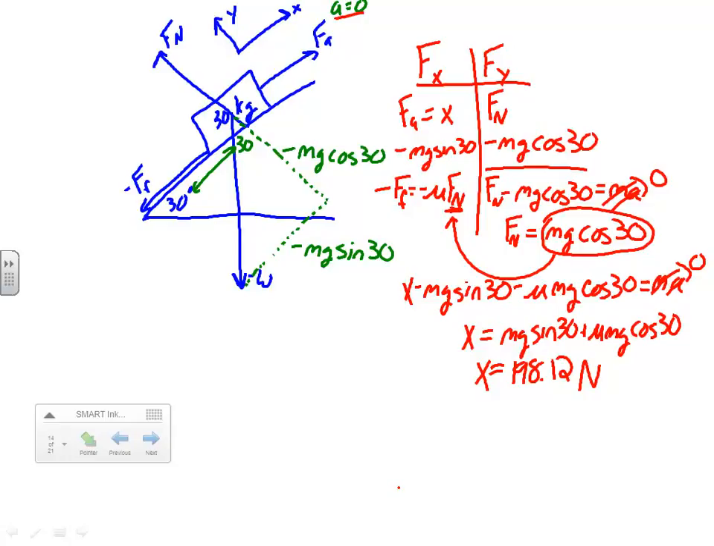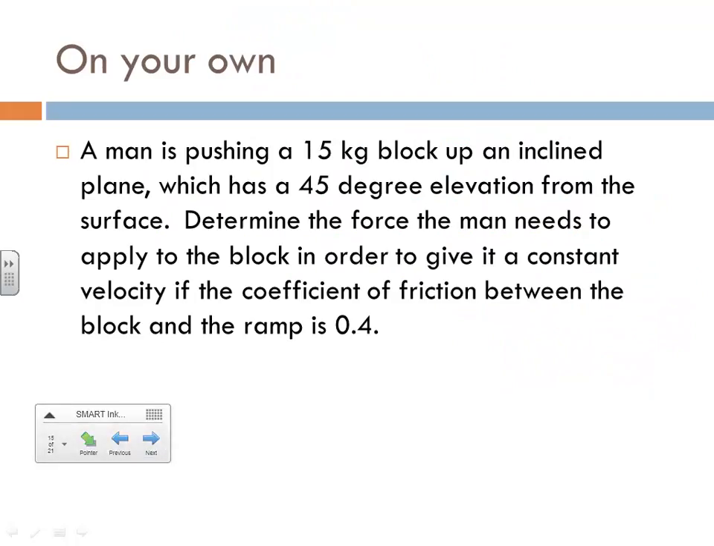All right, this next one you're going to do on your own. A man is pushing a 15-kilogram block up an inclined plane, which has a 45-degree elevation from the surface. Determine the force the man needs to apply to the block in order to give it a constant velocity if the coefficient of friction between the block and the ramp is 0.4. So I invite you to please pause the video and do the workout. Unpause it to find your answer. You should get 145.67 newtons.